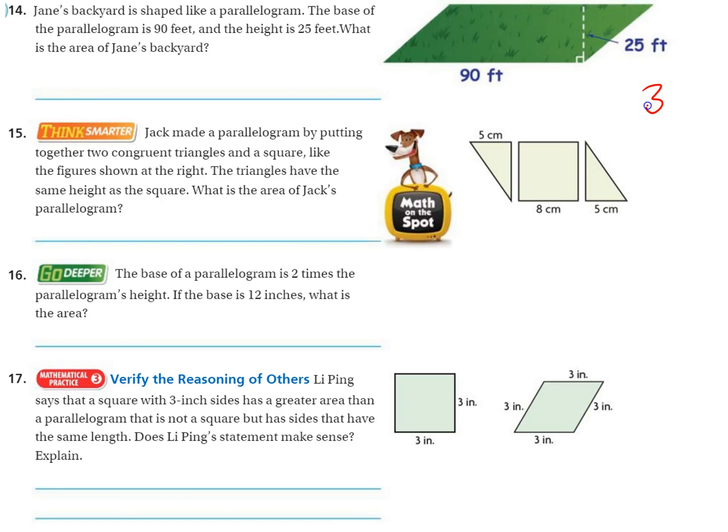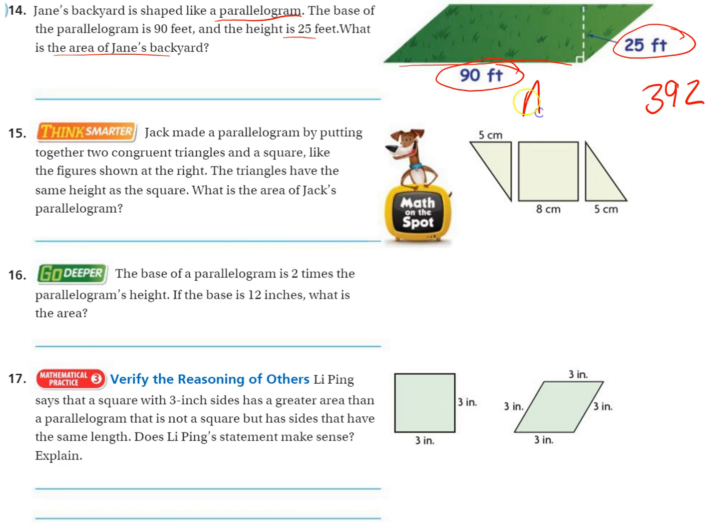Okay, now I'm on page 392 of the Go Math textbook. Let's take a look at this word problem. Jane's backyard is shaped like a parallelogram, and we got a picture of that right here. There's the backyard. The base is 90. We got that. The height is 25. They gave us that. What is the area?